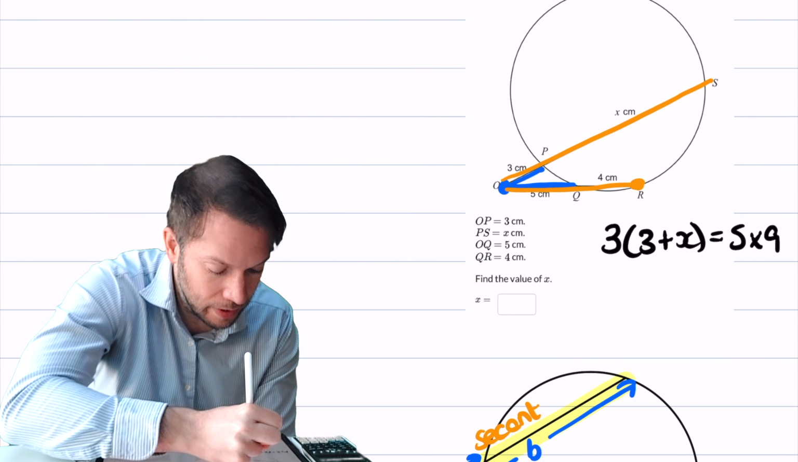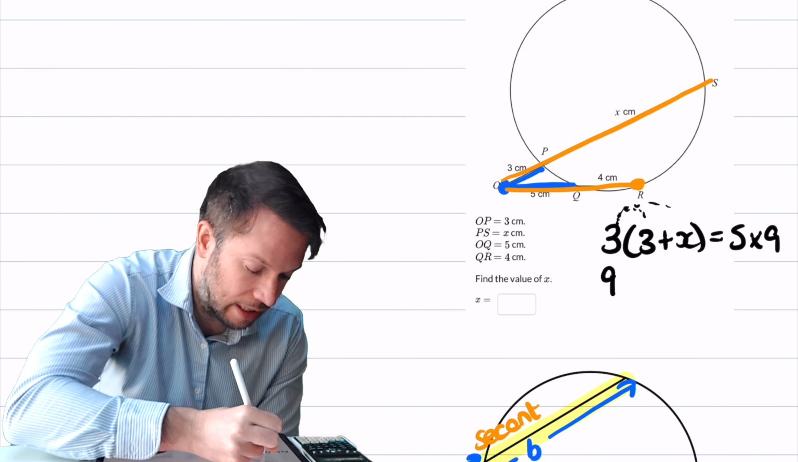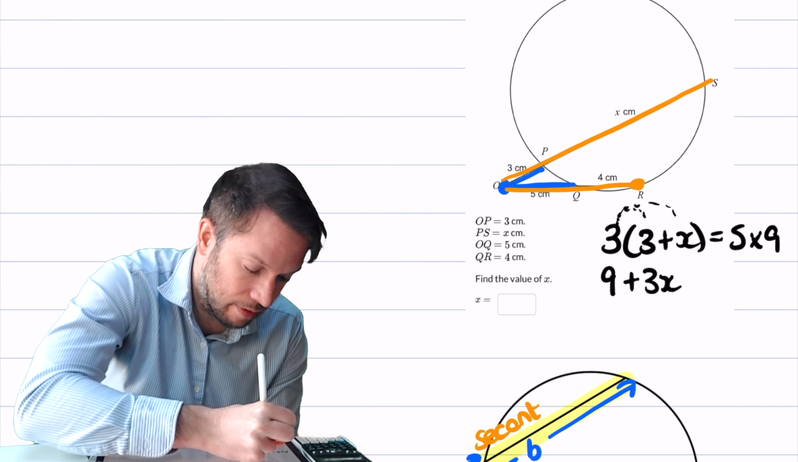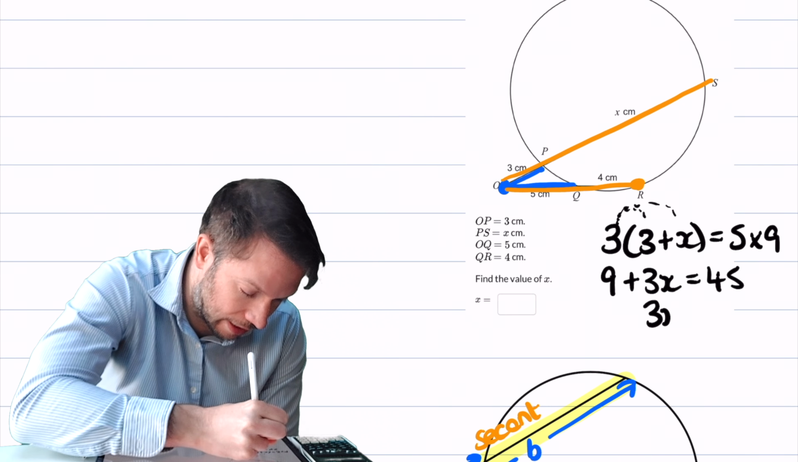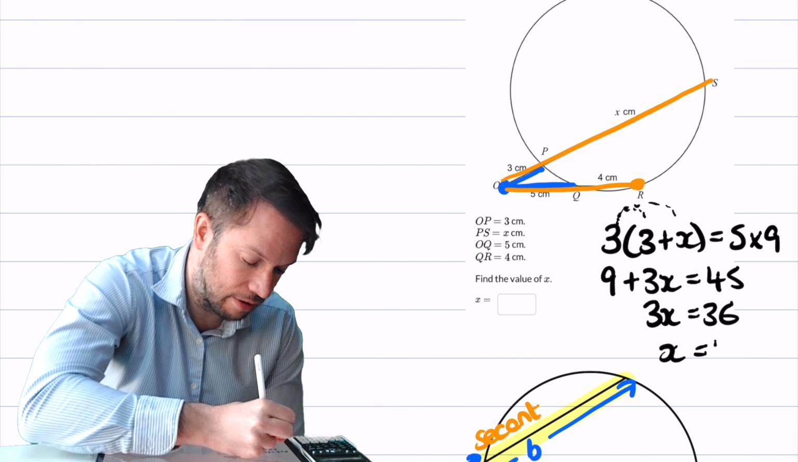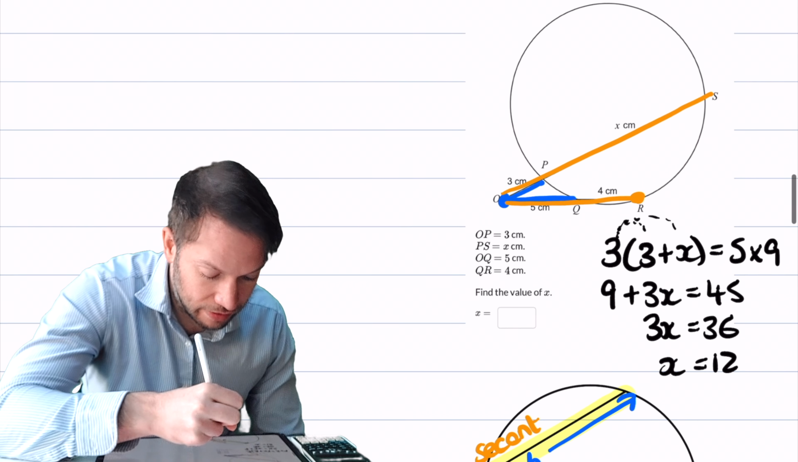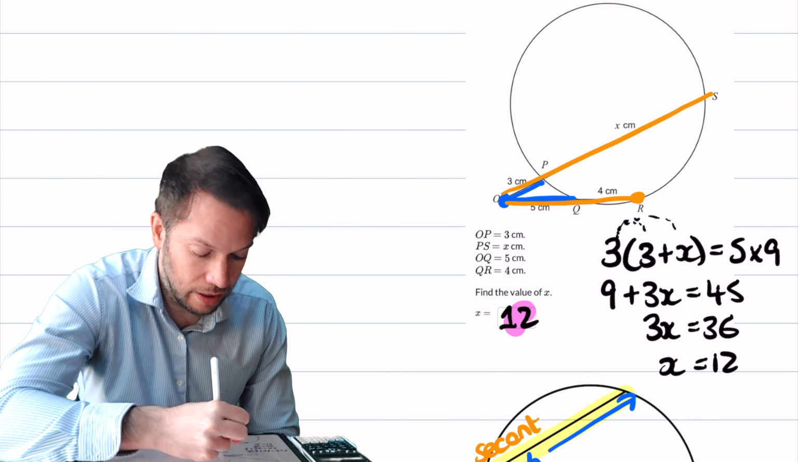Let's simplify that. 3 times 3, if we expand out this bracket, is 9. 3 times x is 3x. And 5 times 9 is 45. Subtract 9 from both sides, we get 3x is equal to 36. Divide both sides by 3, you get x is equal to 12. So x is equal to 12 in centimetres. And that is the final answer.